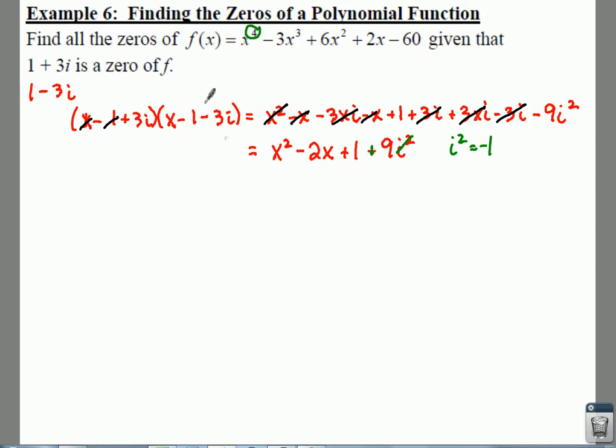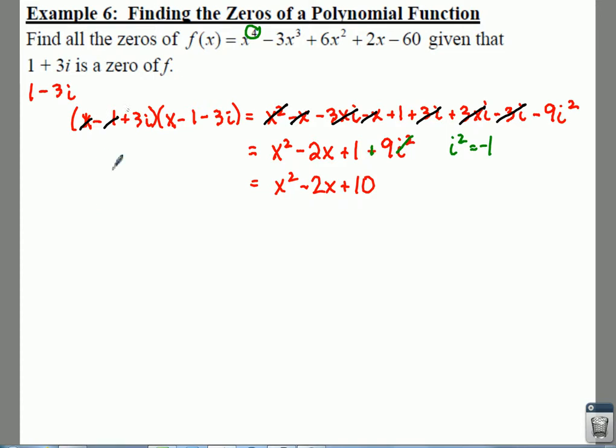So after all of that multiplication, we can finally say, hey, we have an x squared minus 2x plus 10. So that gives us 2 of our zeros right there. Now the reason we had to do that is because if we take this polynomial and divide it by this polynomial, that's going to give us another x squared where we can find the zeros for that problem.